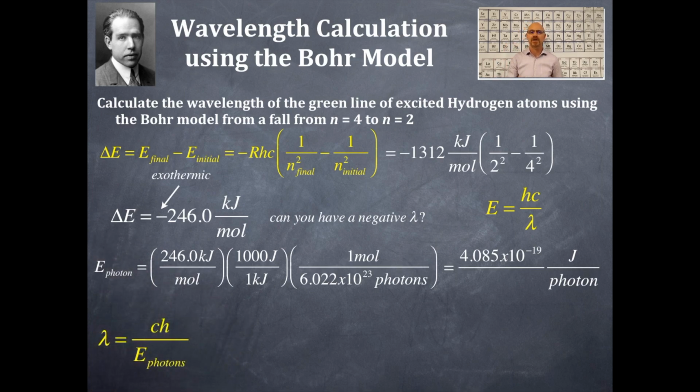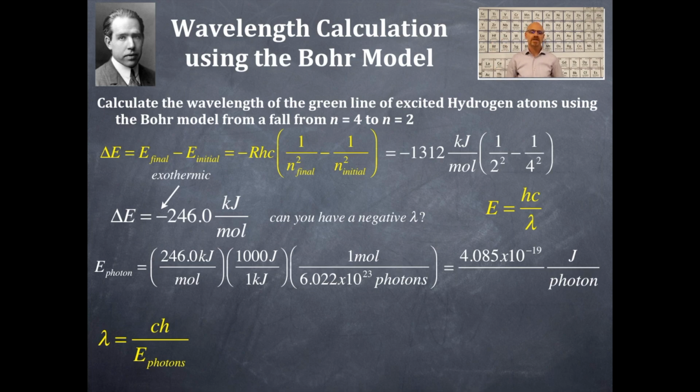So lambda, that's wavelength, is equal to c, which is the speed of light, times Planck's constant, that's h, divided by the energy per photon. And that's going to be in joules per photon. And that's the number that we solved for right there. That's why we did the unit conversion. Instead of leaving it as kilojoules per mole, this allows us to cancel out the units as appropriate.